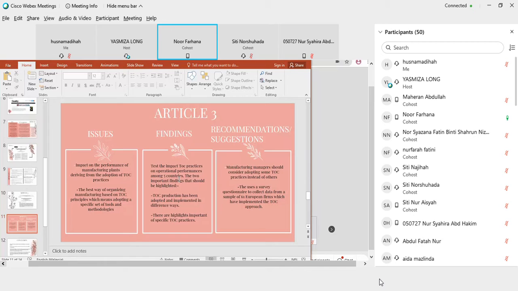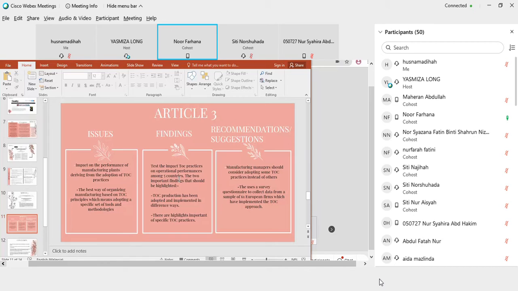TOC production should be adopted and implemented in an almost identical similar style across different manufacturing plants. The contingency theory of the firm suggests that every company can design its own TOC production strategy too.